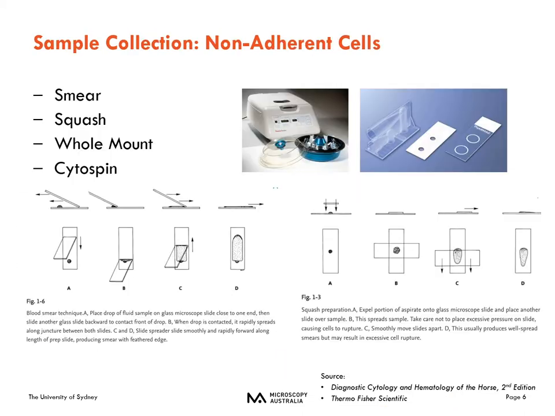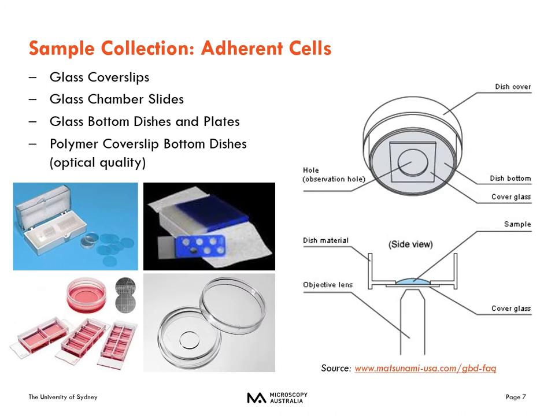To collect non-adherent cells, we can use smear or squash to immobilize them, or you can do a hanging drop mount on the slide, or we can use cytospin to spin the cells onto the glass slide, which is usually applied to bacteria, blood, and sperm samples. For adherent cells, we recommend using glass coverslips, glass chamber slides, or glass bottom dishes. Or you can buy high optical quality polymer coverslip bottom dishes.